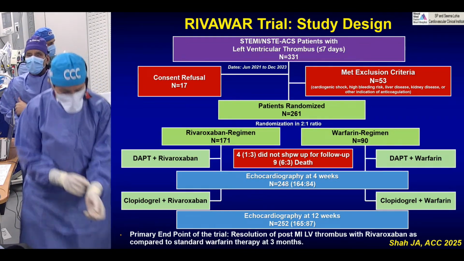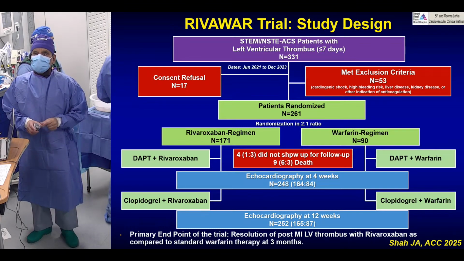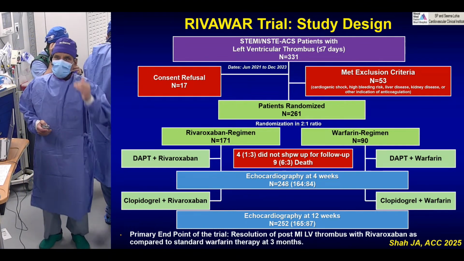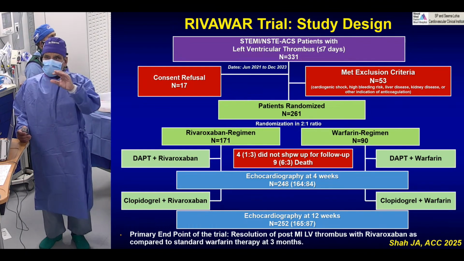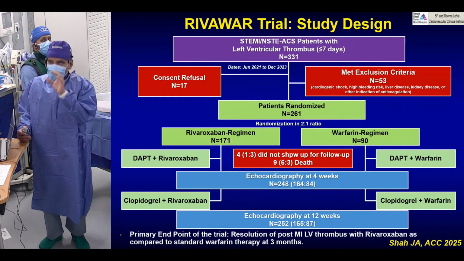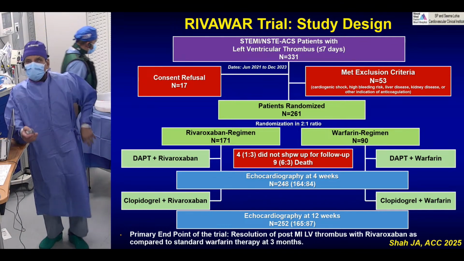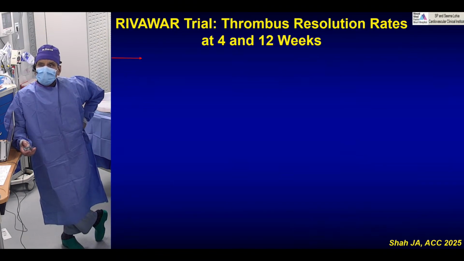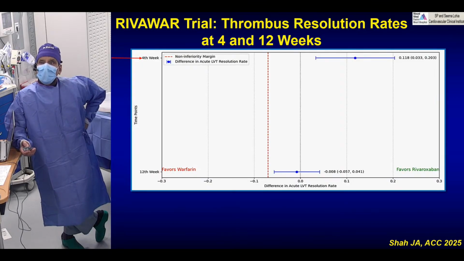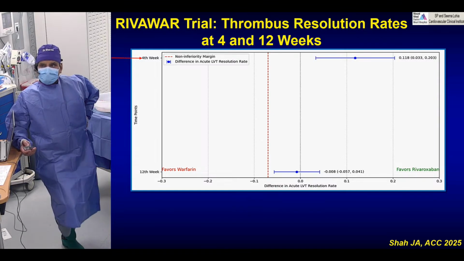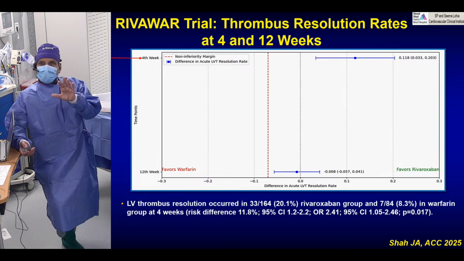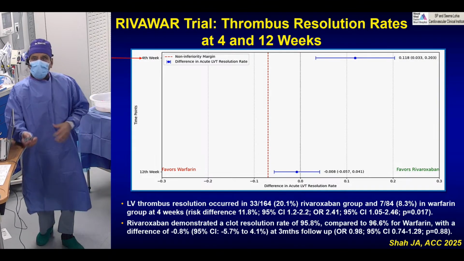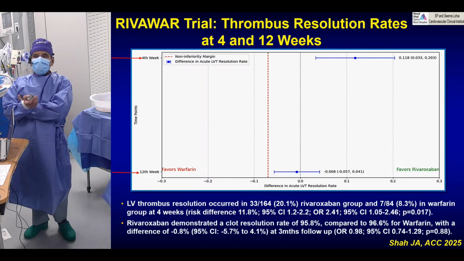So what they did was a 400 patient trial, rivaroxaban versus warfarin, and echo was done at 4 weeks and 12 weeks. The question was whether rivaroxaban is as good as warfarin or associated with more complications. So what did we learn? At 4 weeks, thrombus resolution was faster and better, favoring rivaroxaban, but at 12 weeks, they were identical.